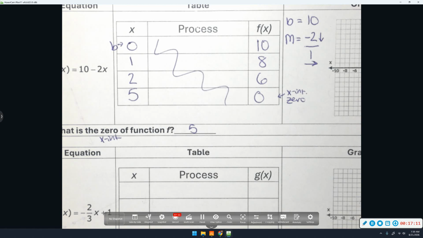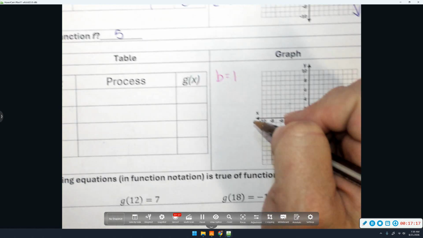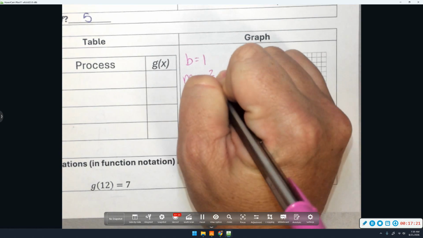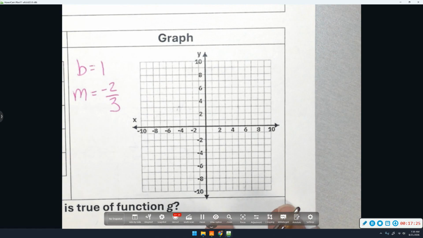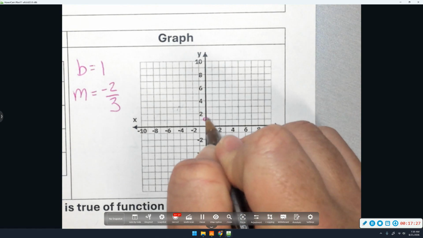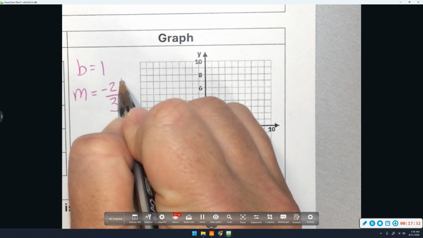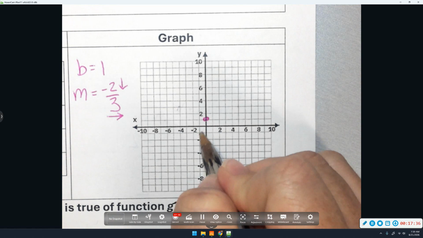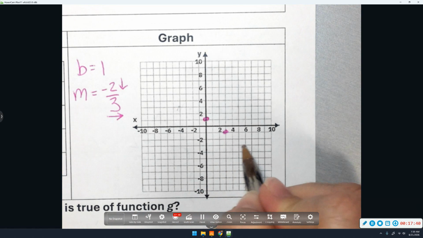Okay, we should have begun at 1. Our b is 1. Okay, and my slope is negative 2/3, which all of y'all had graphed correctly. So I'm going to begin always on my y-axis, and my slope is negative, so I'm going to go down 2, always right. So down 2, right 1, 2, 3. 1, 2, 1, 2, 3.